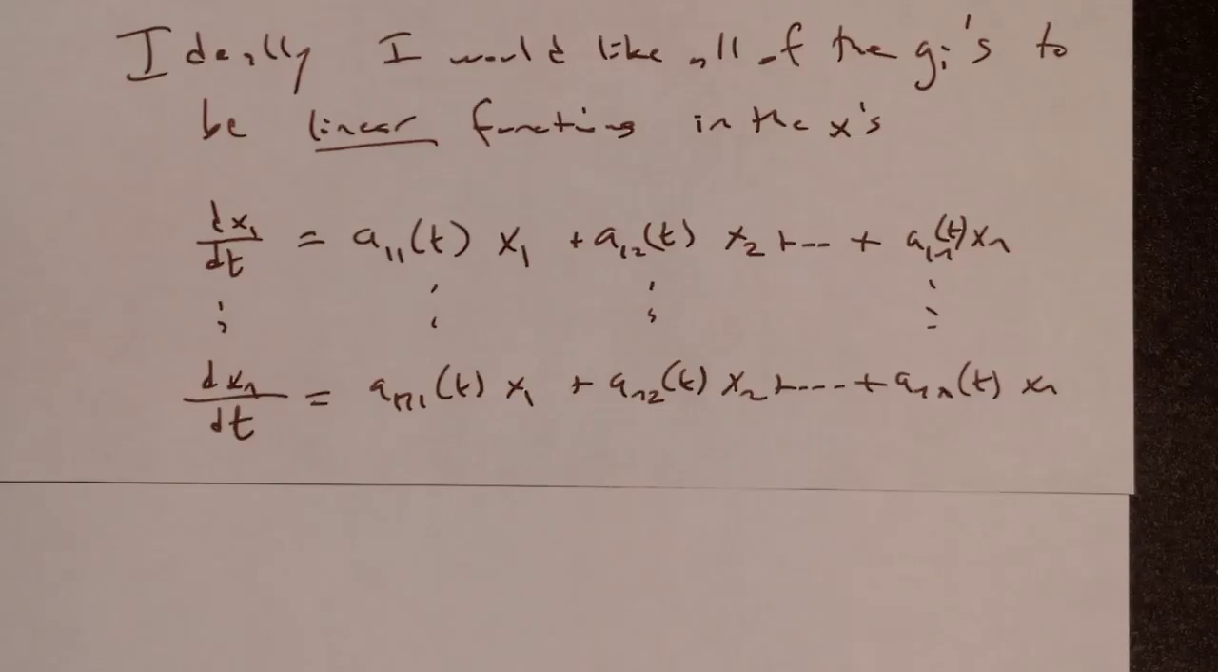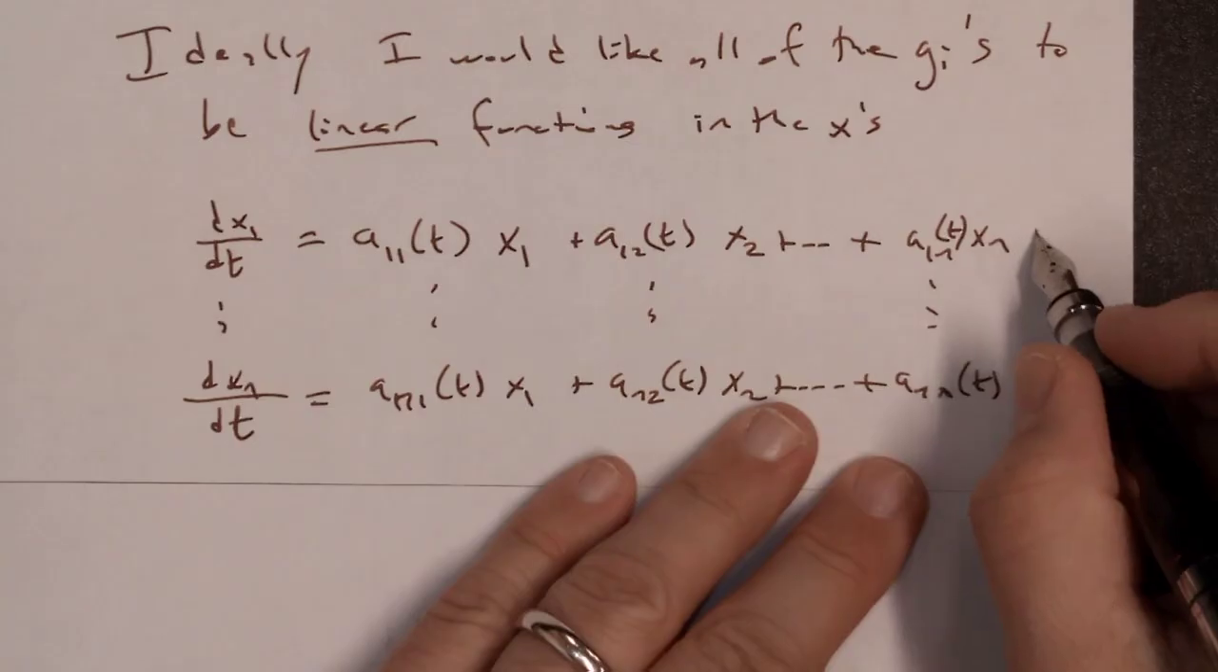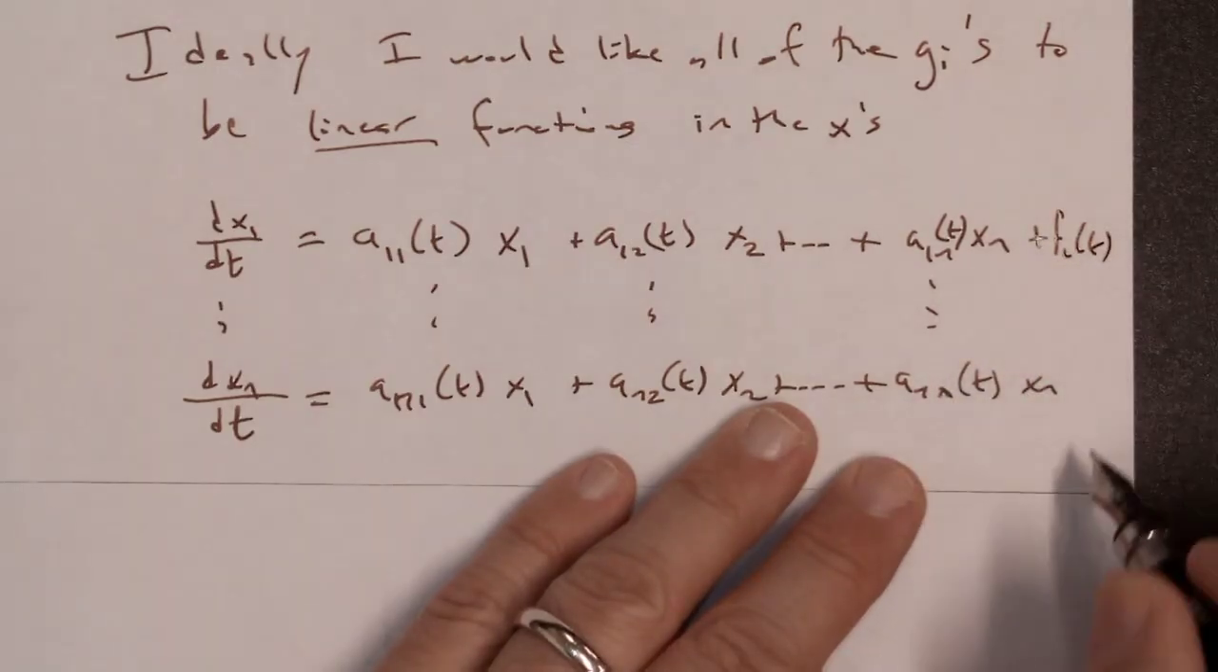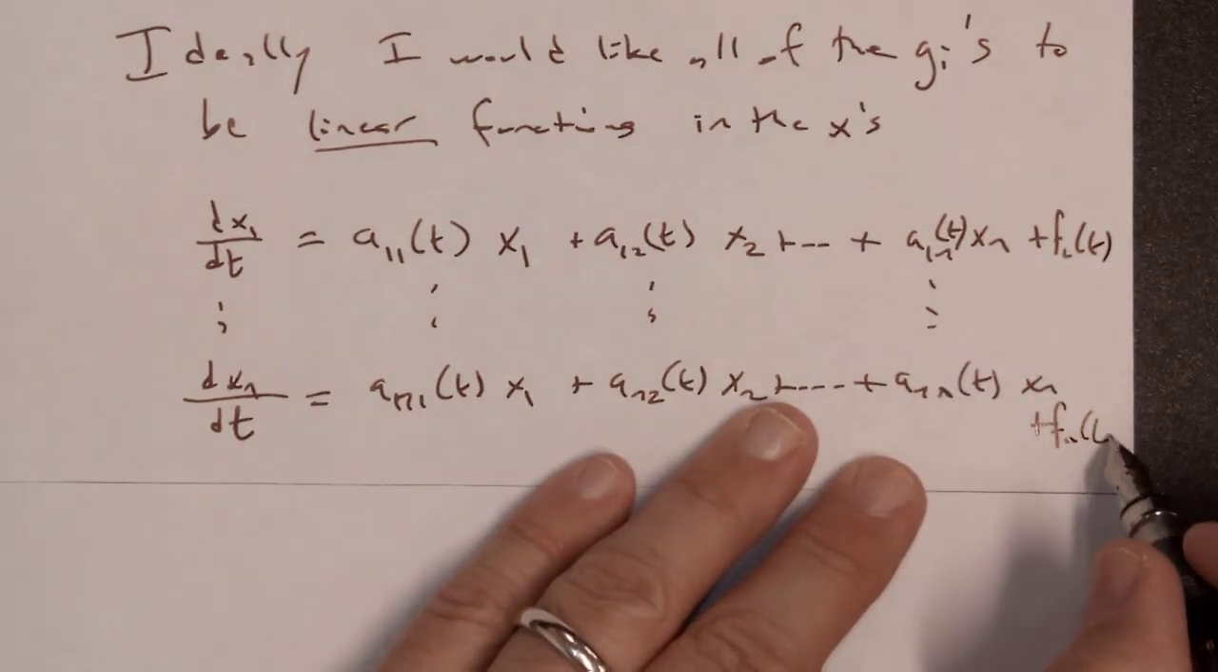Now, hang on a second. I realized I forgot something. It's not a huge something, but on each of those equations, you'll notice at the very end of the equation, there's no function of just t. I've written them all like they're homogeneous. It could be not homogeneous. So there could be, right on the end of this, f1 of t. And on the end of this, there could be fn of t.